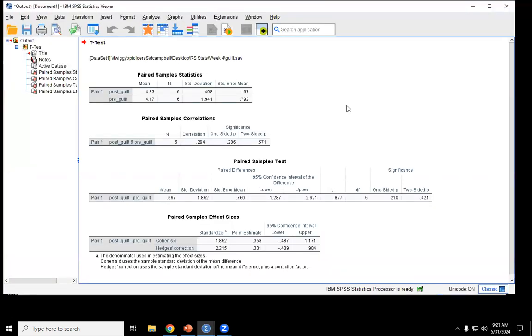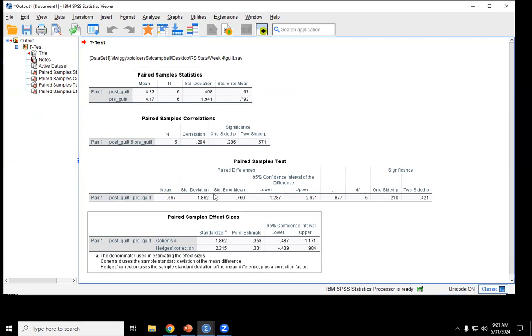And then you get a couple different tables here. It's going to give you your means for each group, sample means. So you get some basic descriptive statistics. You get sample size, standard deviation. All that stuff is good to have. Standard error of the mean, right? So that's the standard deviation of the sampling distribution, essentially, for each of these variables.